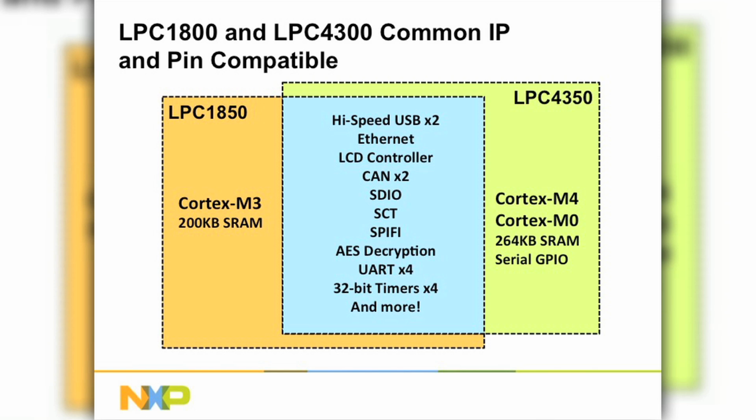Do you need signal processing? Do you need a floating point unit? Does dual core help you? And if not, 1800 might be a perfect choice for you. As we saw, the M3 and the M4, from an efficiency point of view, are identical if you're not doing signal processing.